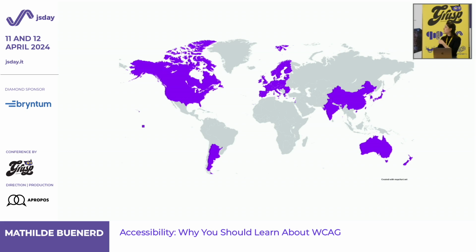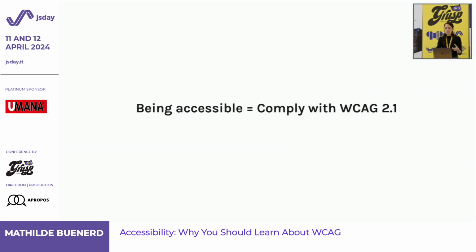So coming back to our map of countries with web accessibility policies, the good part is that although each country has their own law, the accessibility requirements everywhere are the same. And the reason why they are the same is that they all use WCAG as a baseline to define what it means to be accessible. Basically, they say that being accessible equals complying with WCAG. And that's great news for us, because it means if we learn this, then we know how to make a website conformant all around the world.